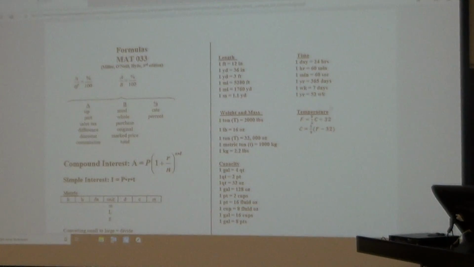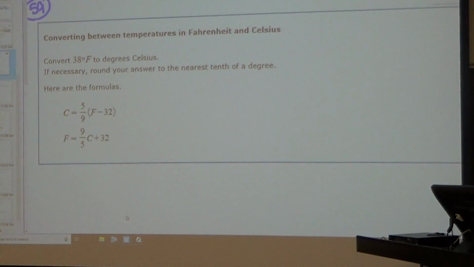So on your formula sheet, you actually have these formulas. They're next to the something-somethings. They're right here. The little temperature formulas, they're right here. So you don't have to memorize those. You just have to know where they are. And usually they give them to you in these problems. So if you're trying to find C, you use the C equals. If you are trying to find F, you use the F equals. So according to what you're trying to find.